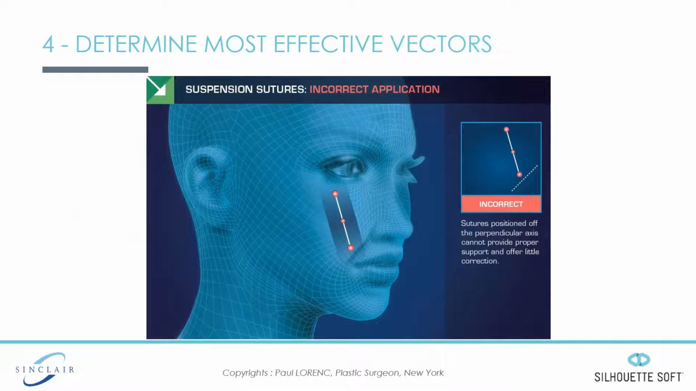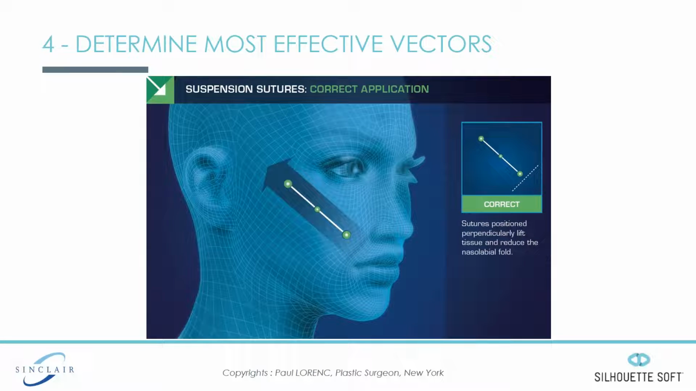This image is an example of an incorrect application. This is an incorrect vector, as it is not perpendicular to the area to be treated, and therefore cannot provide proper traction. This image shows the perpendicular axis that we need to apply in order to get the best vector and the best result from the suture.